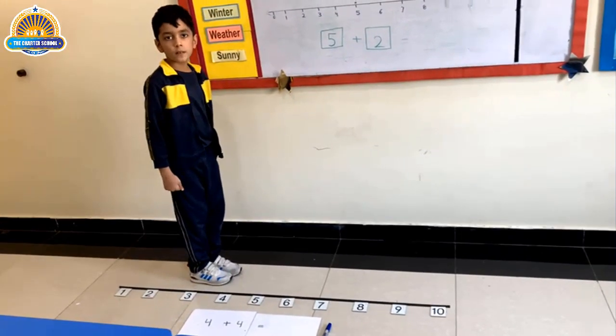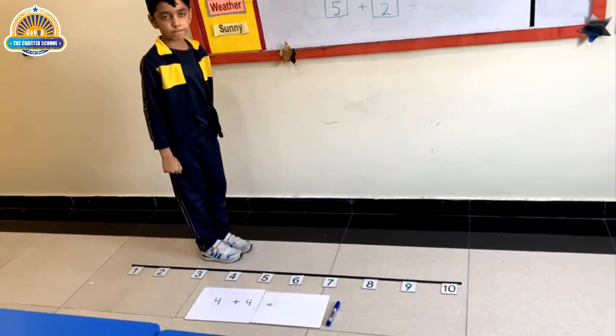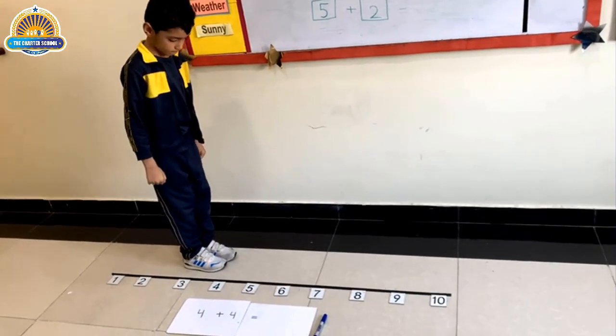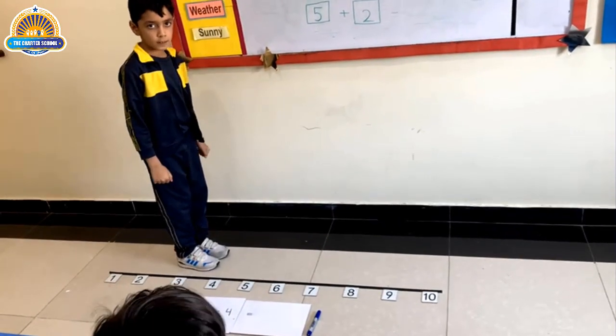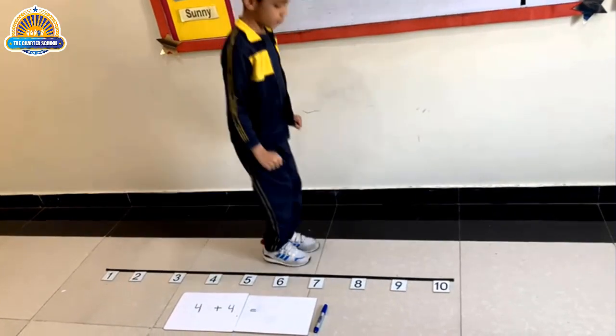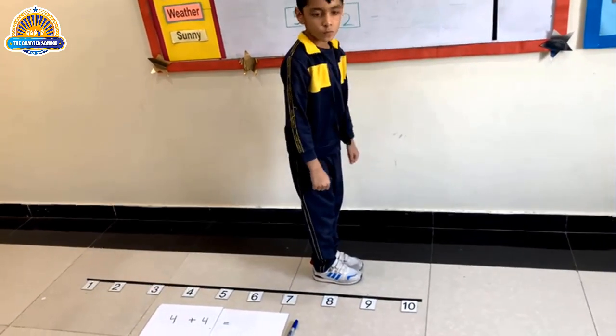Which activity are you doing today? Number line addition. Which number is on the board? You are standing on number 4. And how many times do you have to jump? 4 times. Jump, please. 2, 3, 4. So, what's the answer?